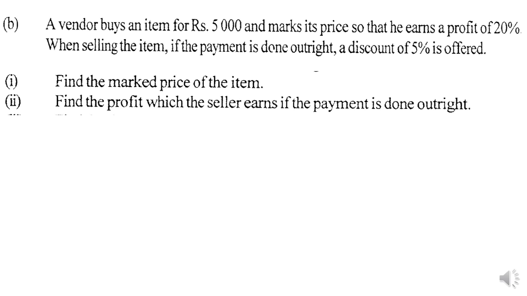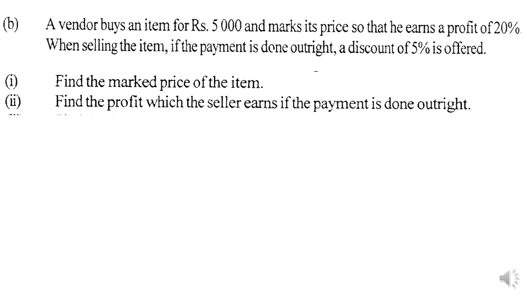Now we are going to this part B. A vendor buys an item for 5,000 rupees and marks its price so that he earns a profit of 20%. When selling the item, if the payment is done outright, a discount of 5% is offered. Find the marked price of the item. So the marked price, he spent 5,000 and he intends to earn 20% as the profit with this price of 5,000. So what is the marked price?